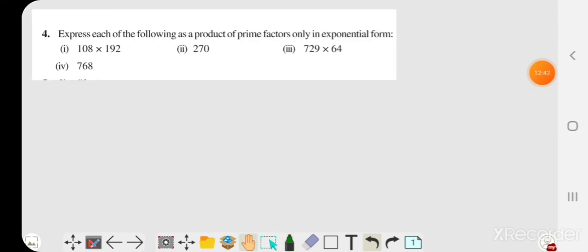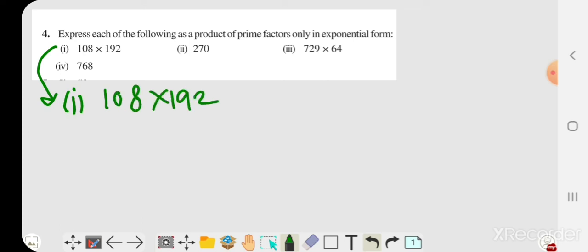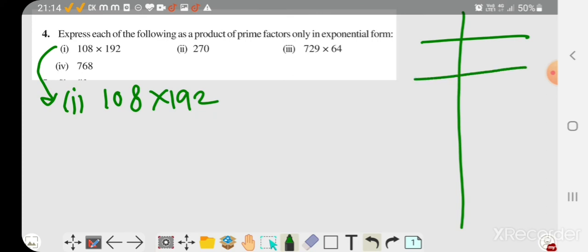Now it's question number 4. Express each of the following as a product of prime factors only in exponential form. Okay, at first the numbers are given. We have to convert those numbers into factor form. Then we collect the similar kind of numbers in the form of exponents, and finally we state our answer. Now I'll do only one part. 108 into 192. I am just going to factorize 108 here.